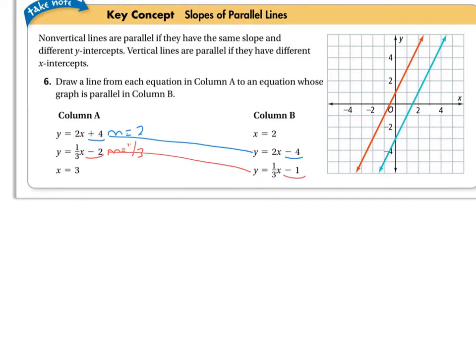Now, in column A, we have x equals 3. That means the slope is undefined. So it's parallel to the undefined slope in column B.